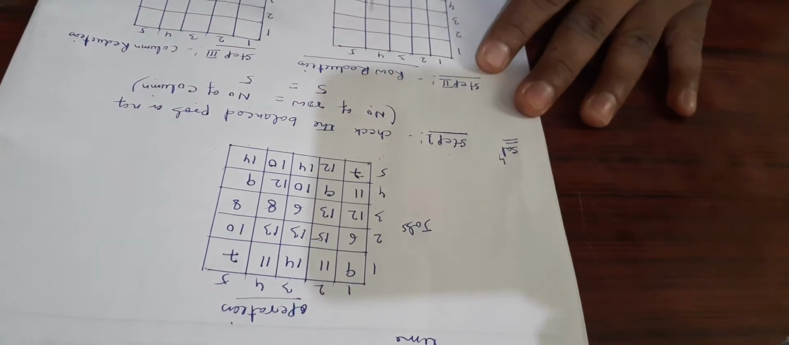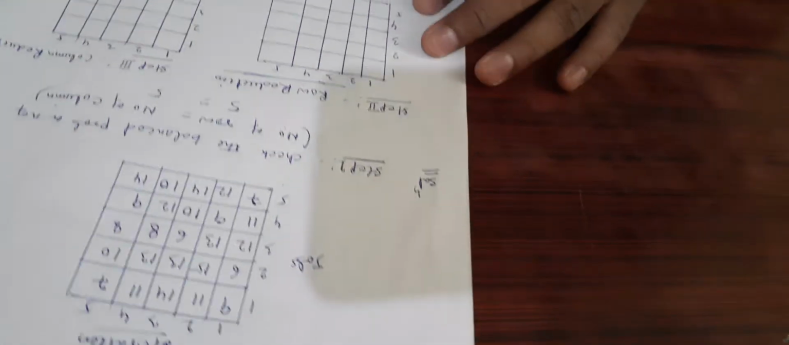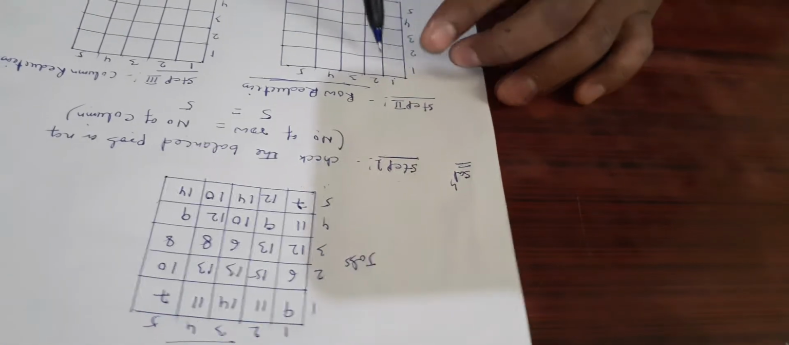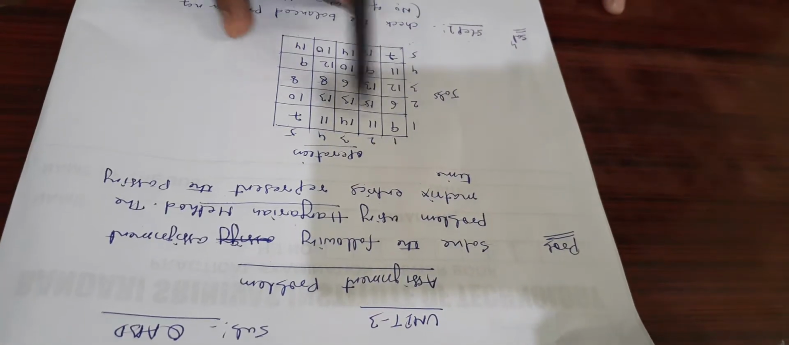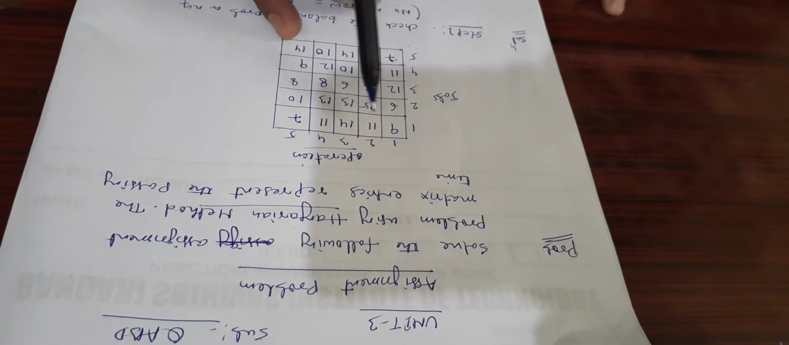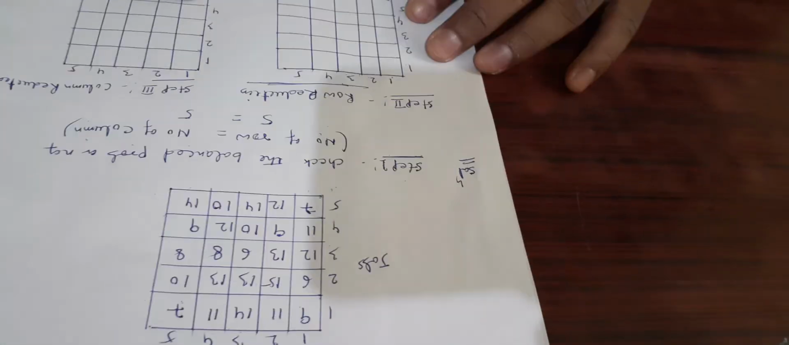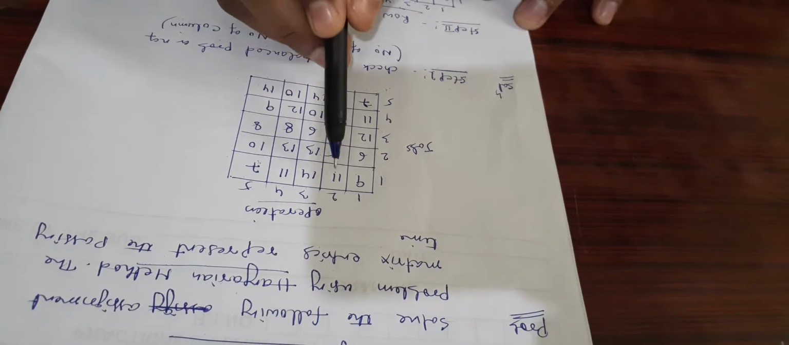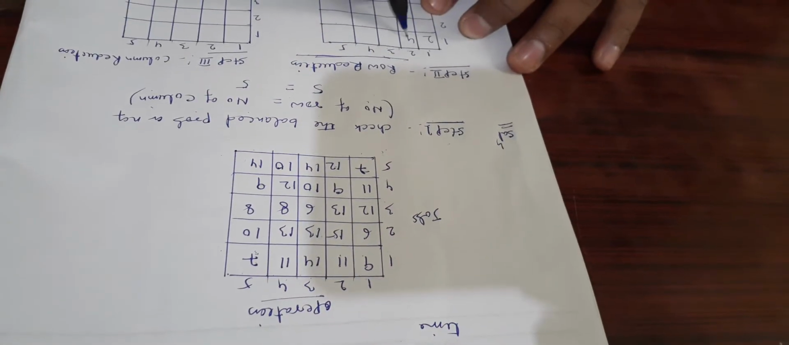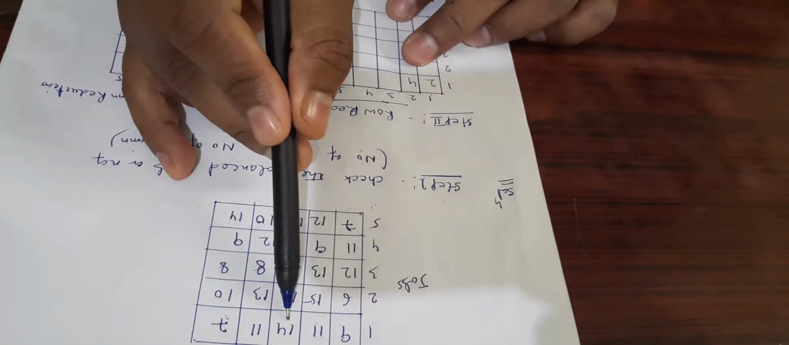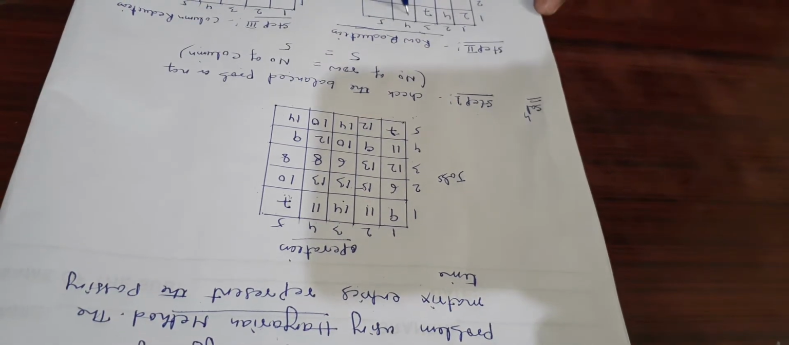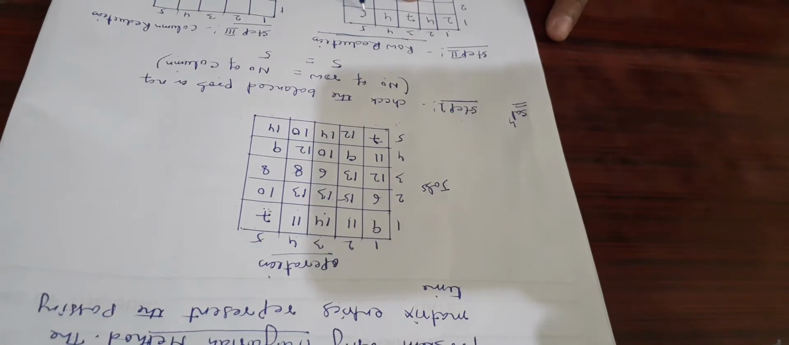So now go for the next step, row reduction. In row reduction, here are the operations 1 2 3 4 5 and here also 1 2 3 4 5. See that in the first row the least value is 7. So 9 minus 7 is 2. Next, 11 minus 7 is 4. Next, 14 minus 7 is 7. Next, 11 minus 7 is also 4. And 7 minus 7 is 0.